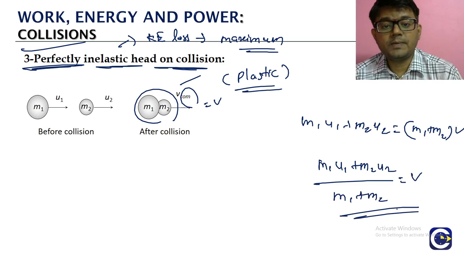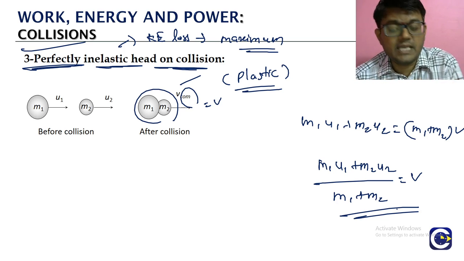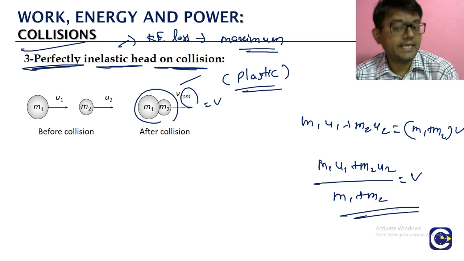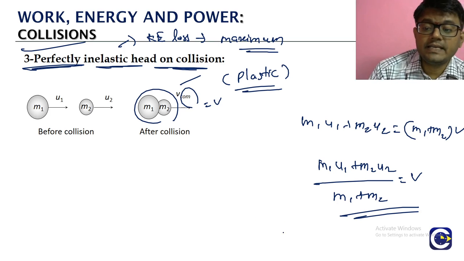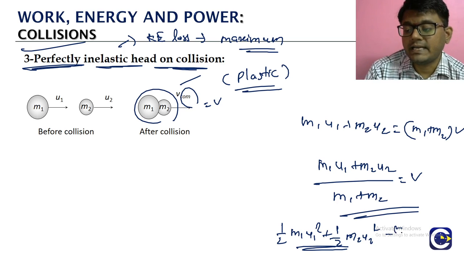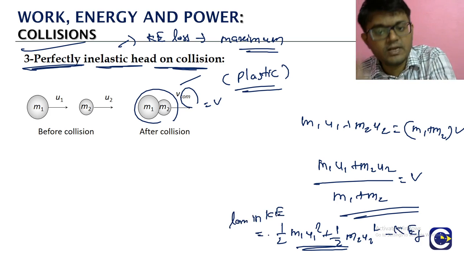Okay, in this particular case, they can ask us two types of questions. Either they can ask us what is the final common velocity, or they can ask us what is the loss of kinetic energy. How does the loss of kinetic energy come? You have the initial kinetic energy, half m1 u1 square plus half m2 u2 square. From this we have to subtract the final kinetic energy.